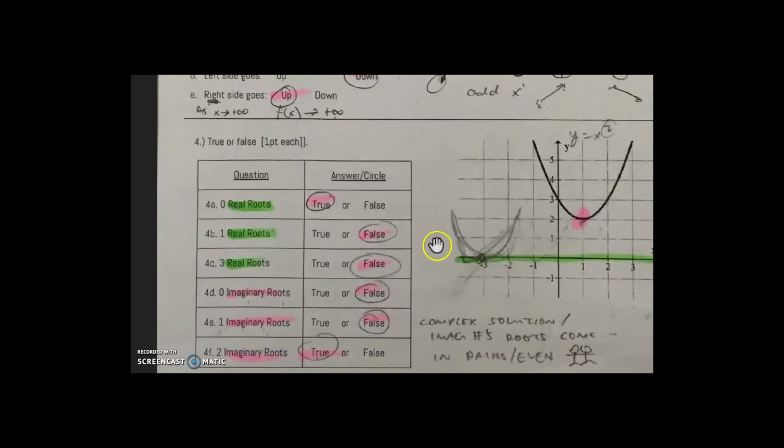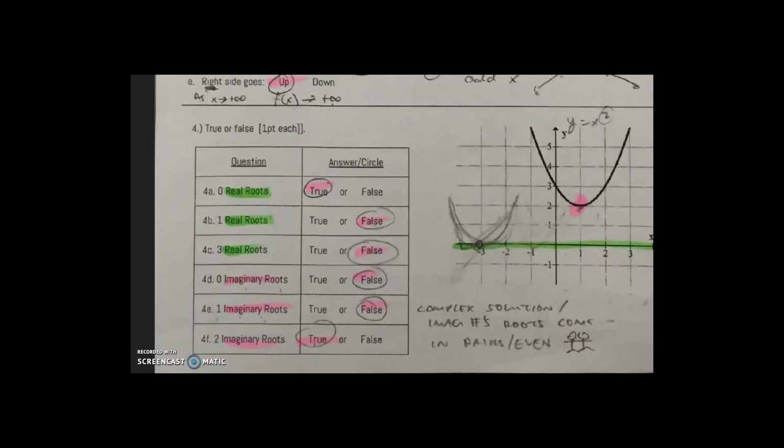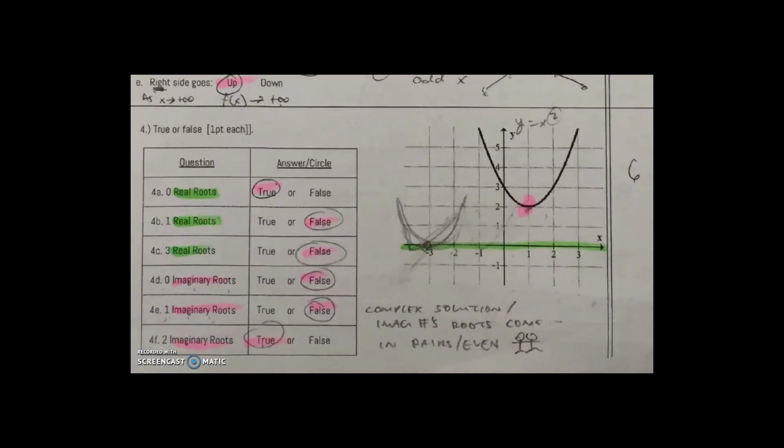Right side, as you go to the right side, that would be as x approaches positive infinity. So on the x-axis, the values are getting positive, bigger, then the f of x values are going up, so that would be positive, so the up. And the last question on the backside is just true or false.